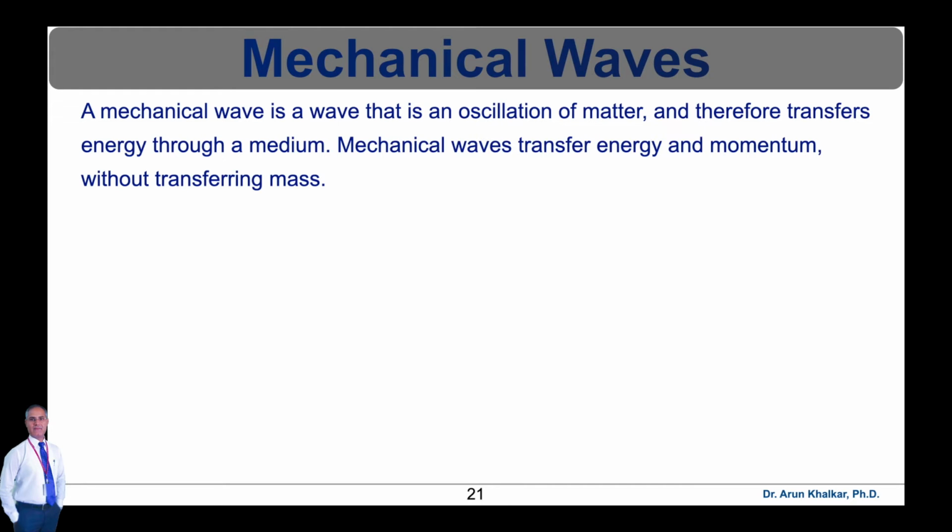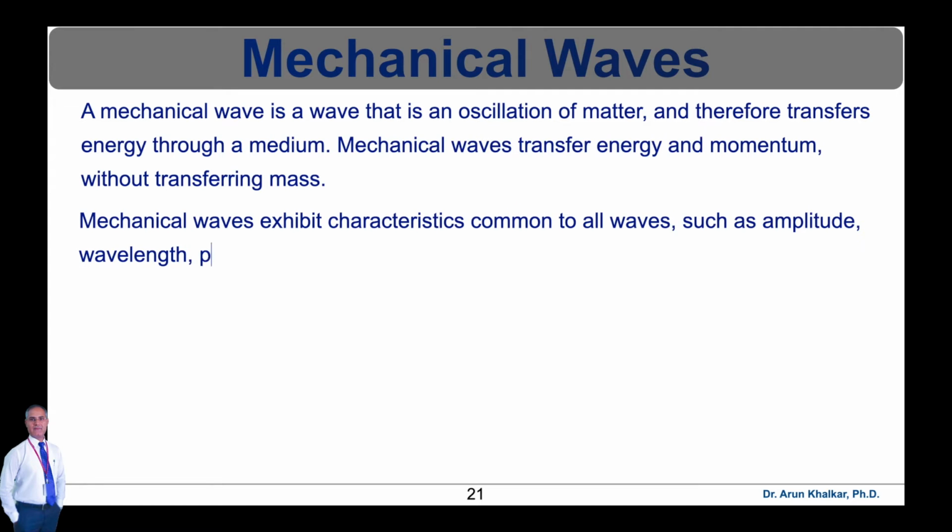The medium of water waves is water. For sound waves, the medium is usually air. Mechanical waves exhibit characteristics common to all waves, such as amplitude, wavelength, period, frequency, and energy. The simplest mechanical waves repeat themselves for several cycles and are associated with simple harmonic motion. These simple harmonic waves can be modeled using some combination of sine and cosine functions.